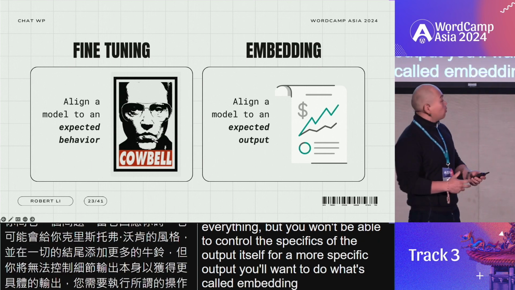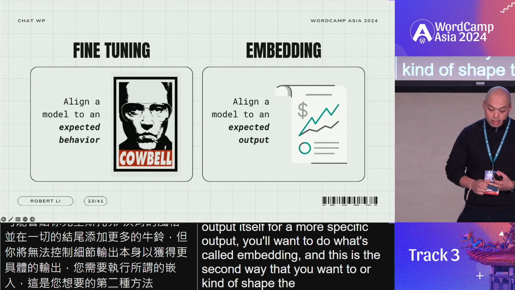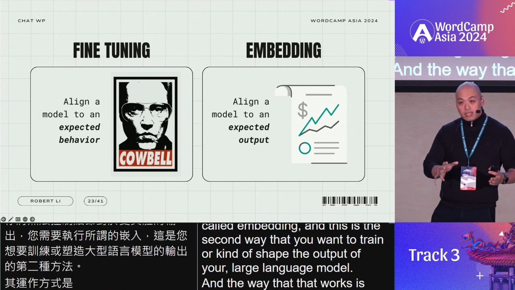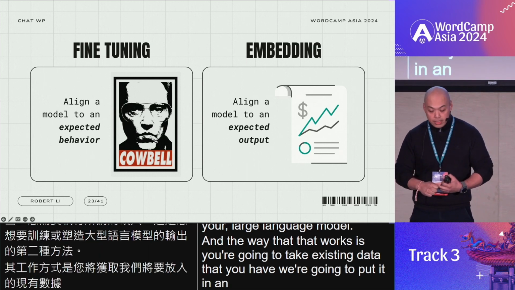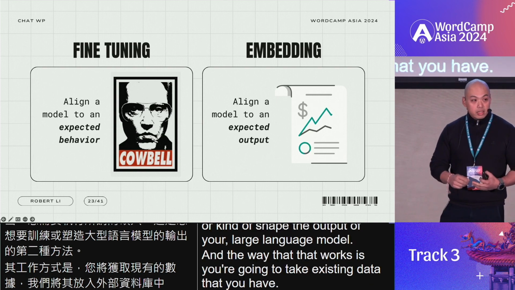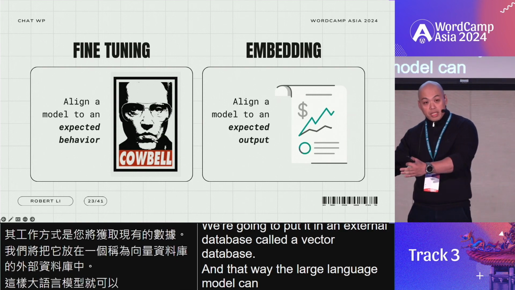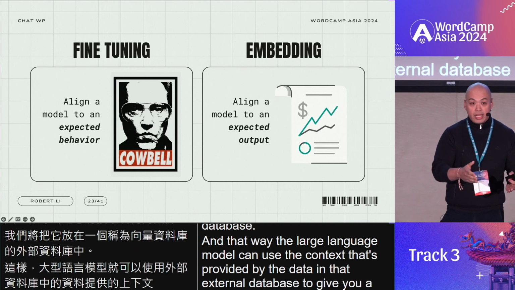And this is a second way that you want to shape the output of your large language model. The way that works is you take existing data that you have and put it in an external database called a vector database. That way, the large language model can use the context provided by the data in that external database to give you a more targeted output, right?